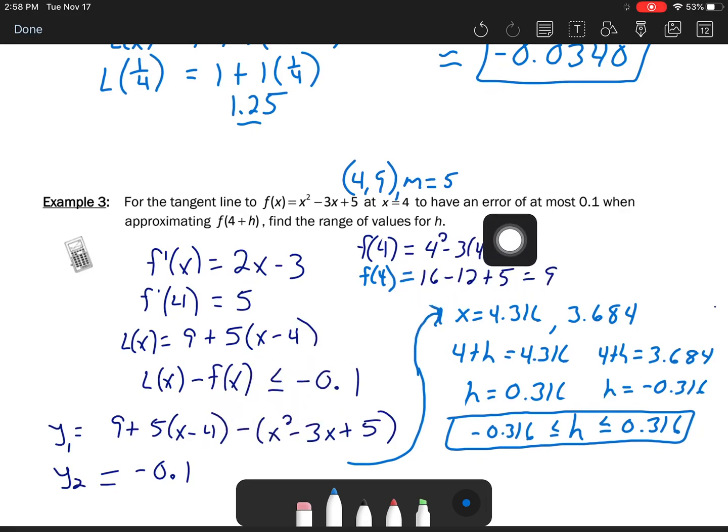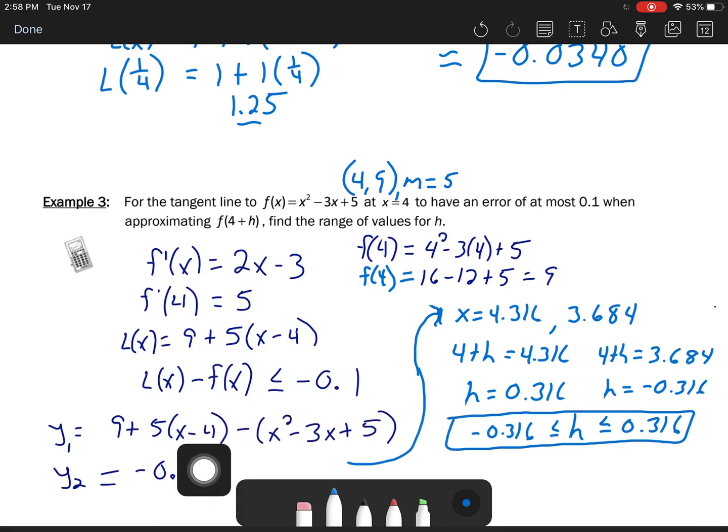Now we want an error of at most 0.1. In other words, the difference between the tangent line and the function should be less than or equal to 0.1. I put a negative here because when I take the tangent line minus the function value, this is a quadratic that's curving up, so the actual function value is going to be greater than the linear approximation. So I know I'm going to get a negative value there, and when I subtract in that order, that difference will be negative.